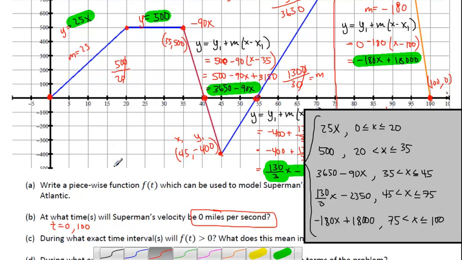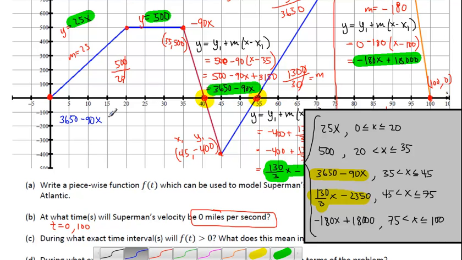0 miles per second. But then I have 2 places where I'm going to have to use the equation to actually find when it equals 0, the exact value. So that means I'm going to have to use this equation and this equation, set it equal to 0. So I'll do that over here. The first one isn't that bad.